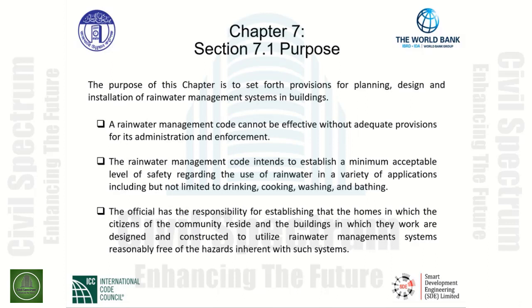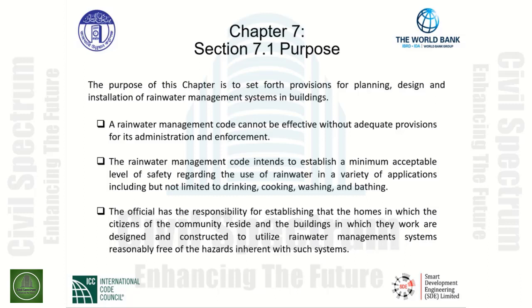Chapter 7, Section 7.1, titled Purpose. The purpose of this chapter is to set forth provisions for planning, design, and installation of rainwater management systems in buildings. A rainwater management code cannot be effective without adequate provisions for its administration and enforcement.